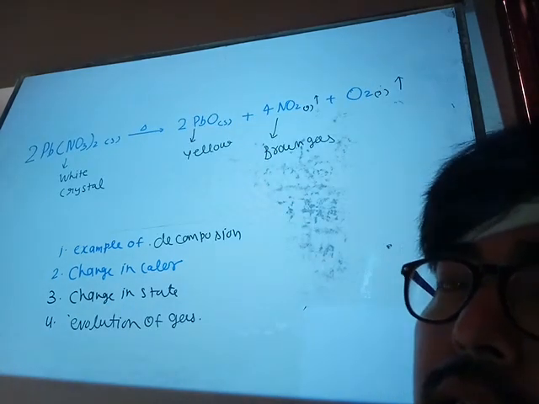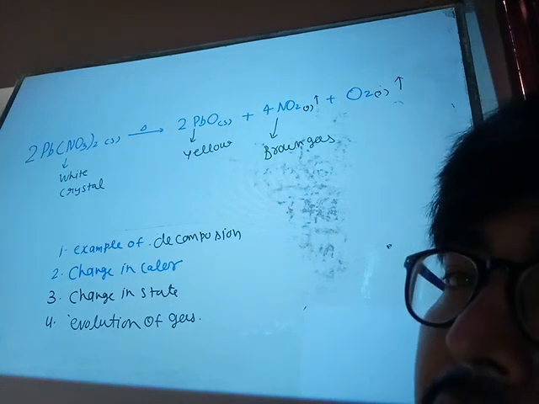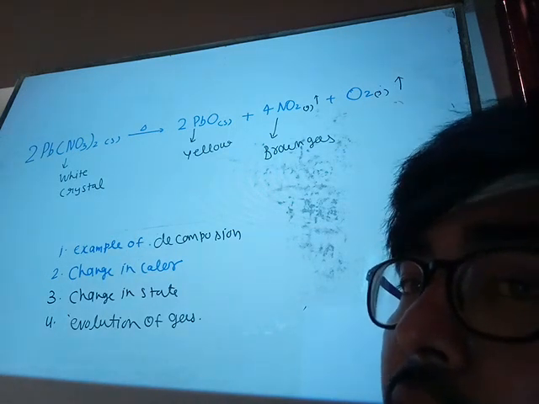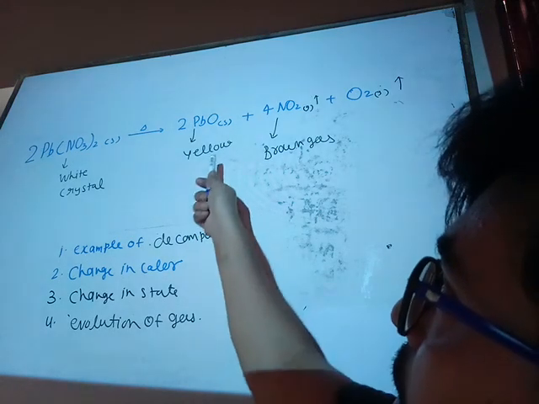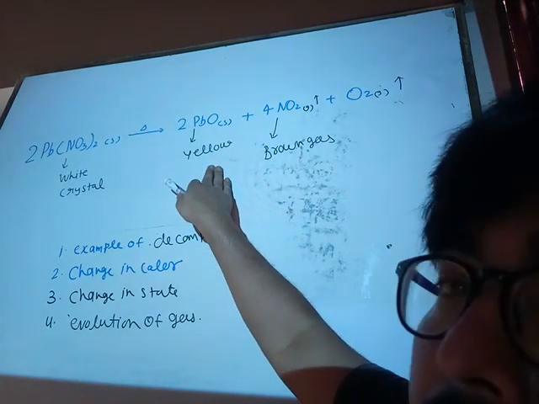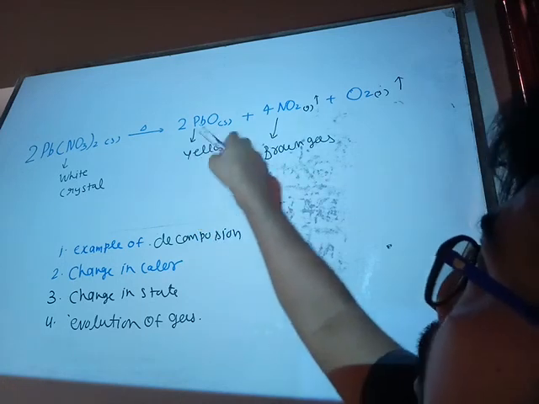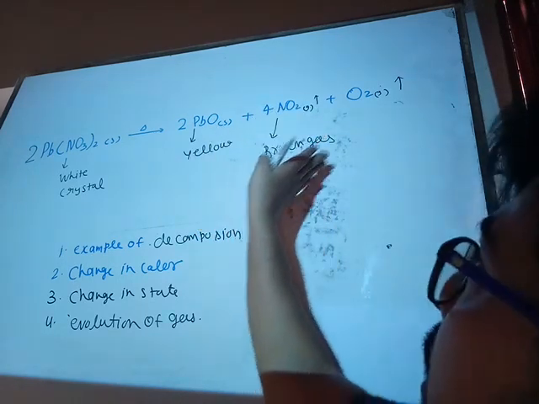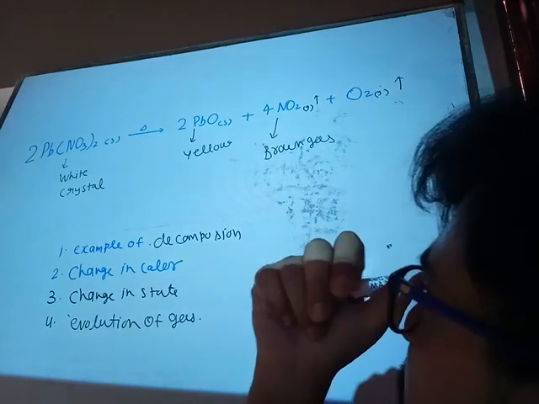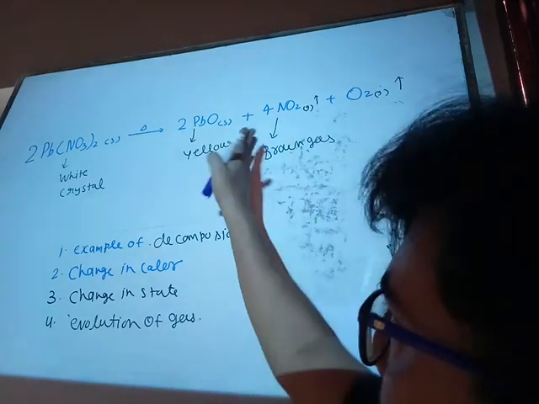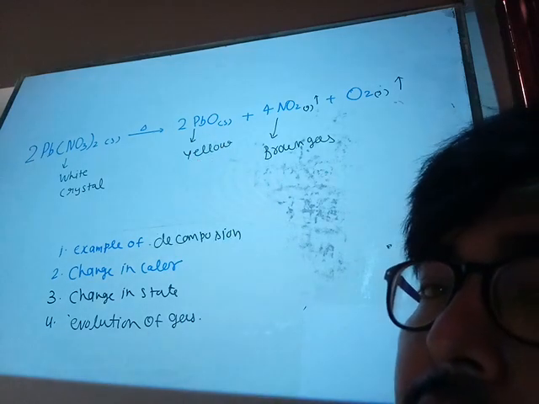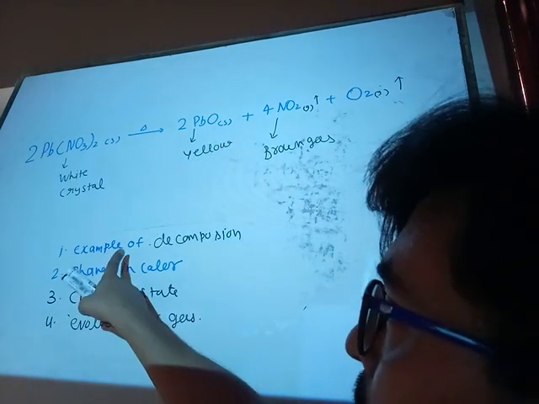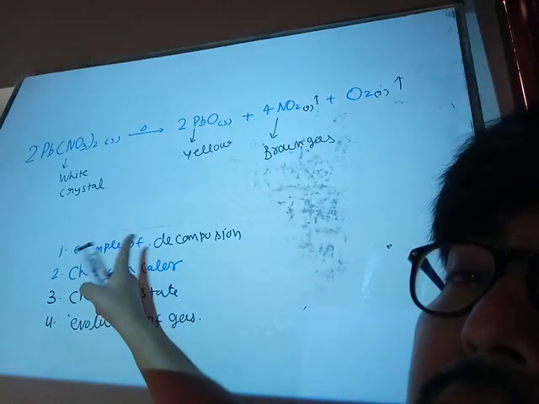Now we'll see another reaction. The next example we are taking here: when we heat the white crystals of lead nitrate, we get lead oxide, which is a yellow solid, nitrogen dioxide, which is a brown gas, and oxygen. This equation represents many different kinds of properties. It is an example of a decomposition reaction.